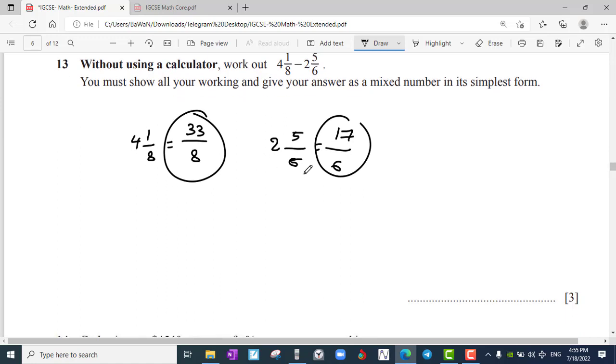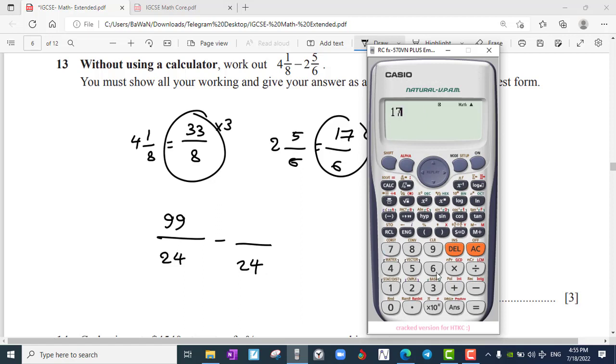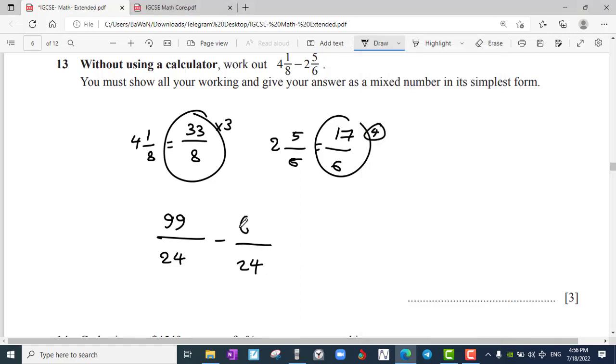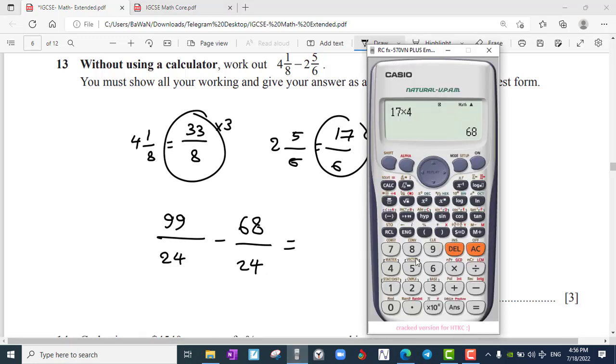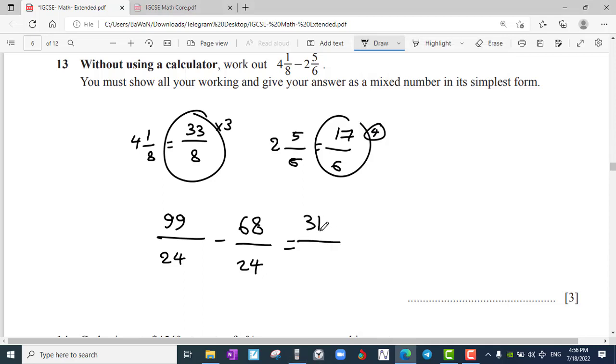The common denominator for 8 and 6 is 24, times 3, times 4. 33 times 3 is 99. 17 times 4, 68. Subtract. 99 minus 68 is 31 over 24, and you must show all your working and give your answer as a mixed number.